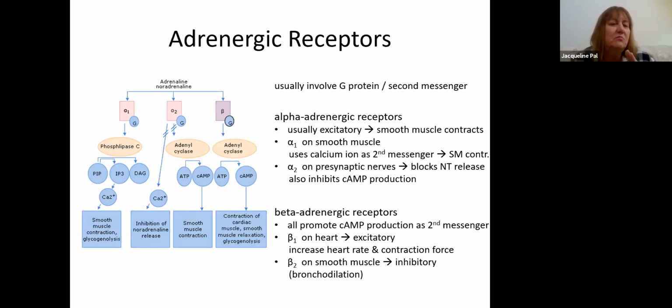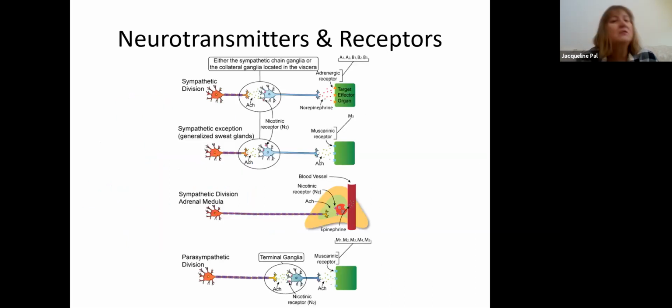Alpha 2 does basically, it's blocking a couple of different things. It can block neurotransmitter release, in other words, block the release of norepinephrine, since it's adrenergic, and also can inhibit cyclic AMP production. So this would be the opposite effect of a beta receptor.